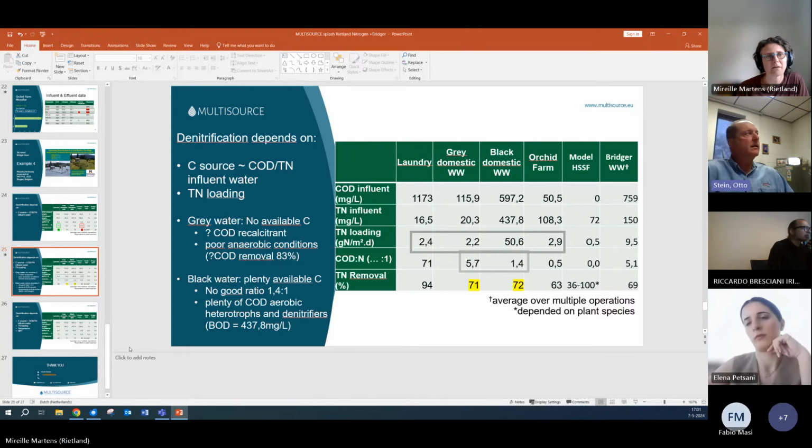Mireille, is there a difference in the type of nitrogen that's coming in between the gray water and the black water? Is one more exclusively ammonia or TKN, or is there some nitrate in the gray water coming in, or is it all ammonia too? Gray. This is gray water. No, ammonia is low, 5 milligrams per liter.